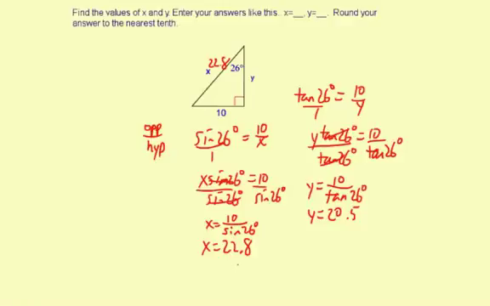So enter the final answer. We'll have x equals 22.8, comma, y equals 20.5.